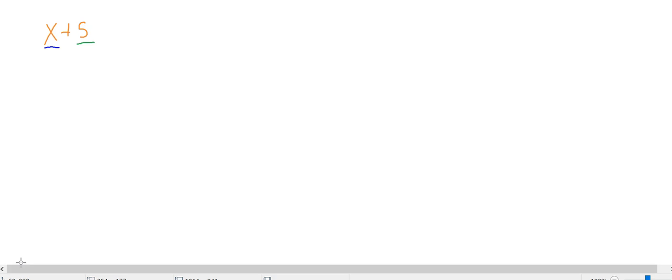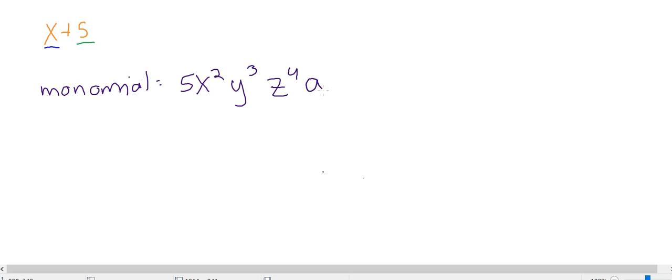Sometimes you could have a monomial that's longer than a binomial. You could have a monomial such as 5x squared y cubed z to the 4th a b c d squared. This is all a monomial because there's nothing being added or subtracted to it. There's only multiplication and exponents.